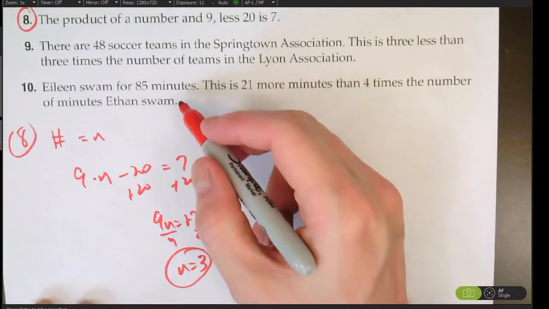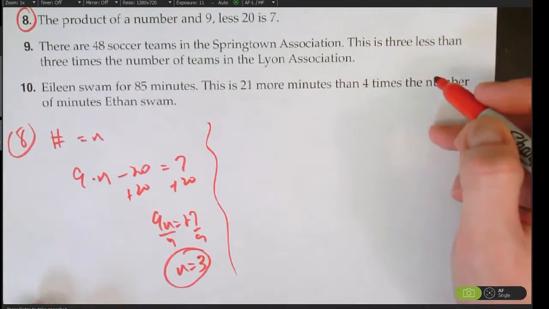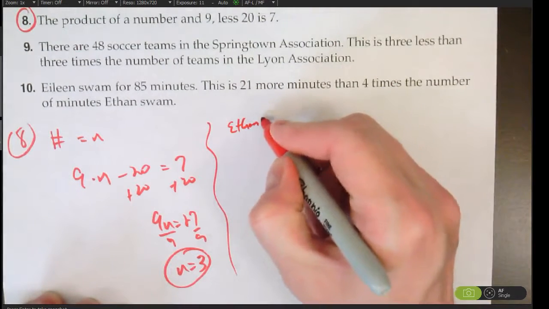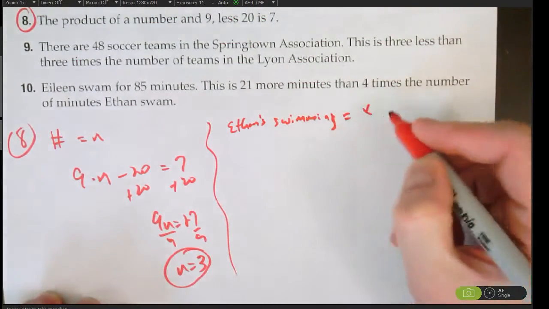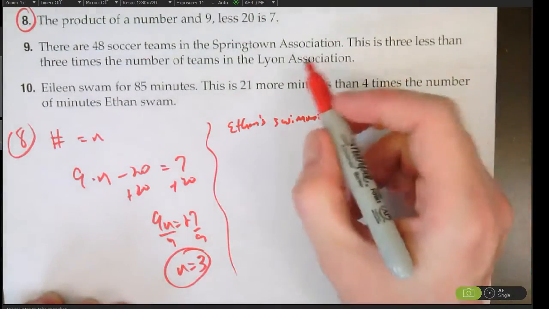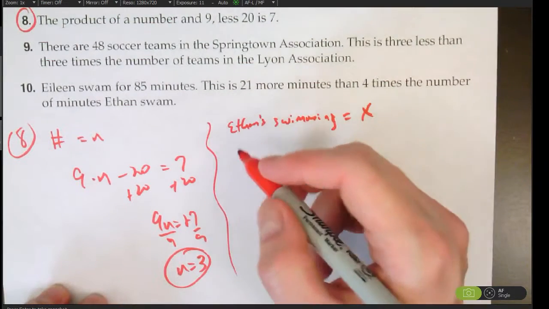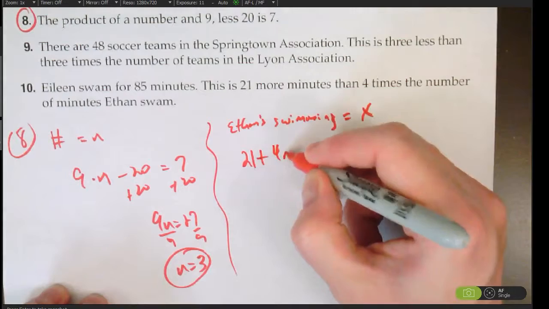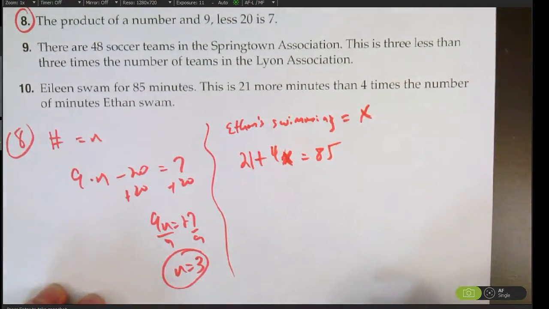Eileen swam for 85 minutes. This is 21 more minutes than 4 times the number of minutes Ethan swam. So here's what we have. Ethan swimming, we're going to call that X. It's how many minutes he swam. So she swam 21 more than 4 times the number of minutes Ethan swam. So 21 more than 4 times Ethan's number, which is X. And that was 85 minutes.